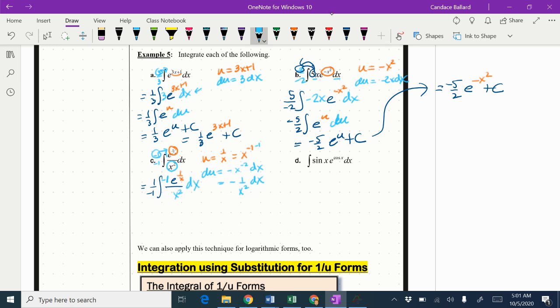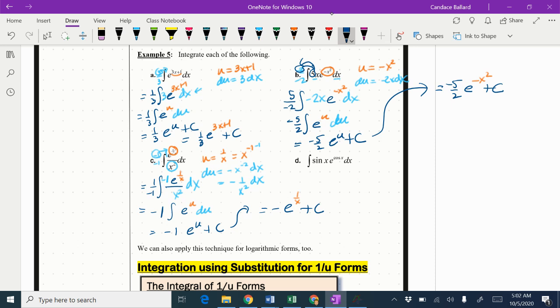Now I am ready to integrate because I have everything that matches. So we have negative 1, the integral of e to the u, and then for the negative 1 over x squared dx, I'm substituting du in for that whole thing. So we end up with negative 1 e to the u plus c. And then we're going to substitute in the u. So we have negative e to the 1 over x, and then plus c.